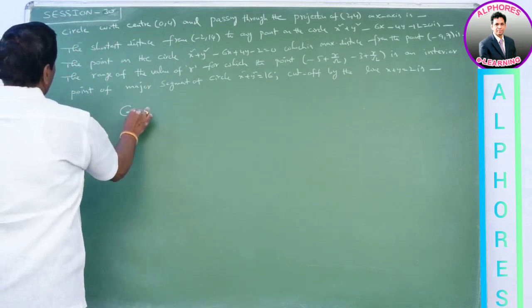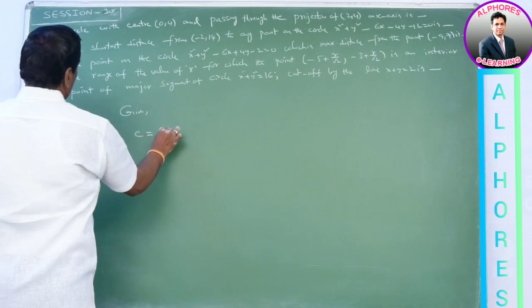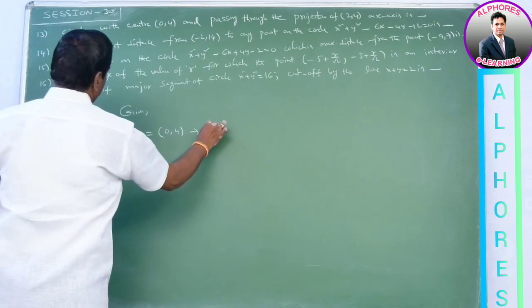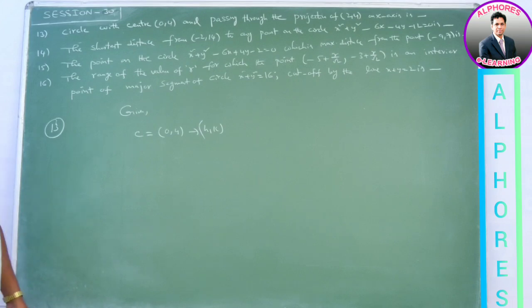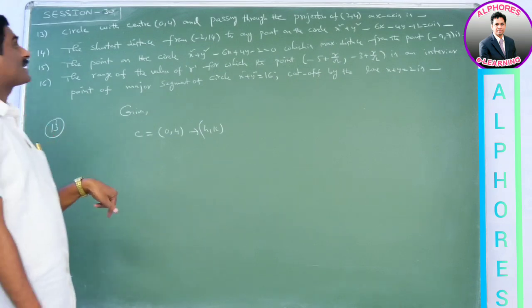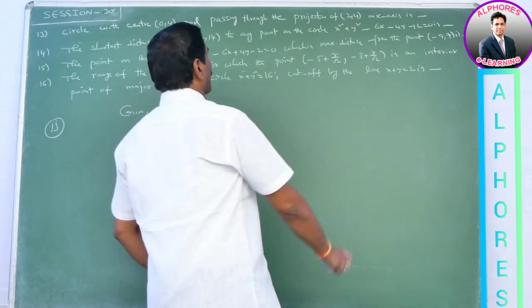From the given, the center of the circle is (0, 4). That means (h, k) is (0, 4). The center of the circle is given. And the circle passes through the projection of (2, 4) on the x-axis.